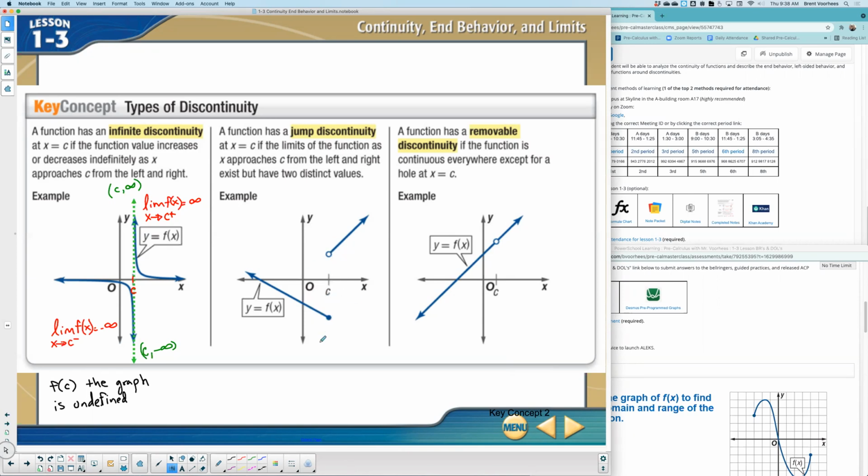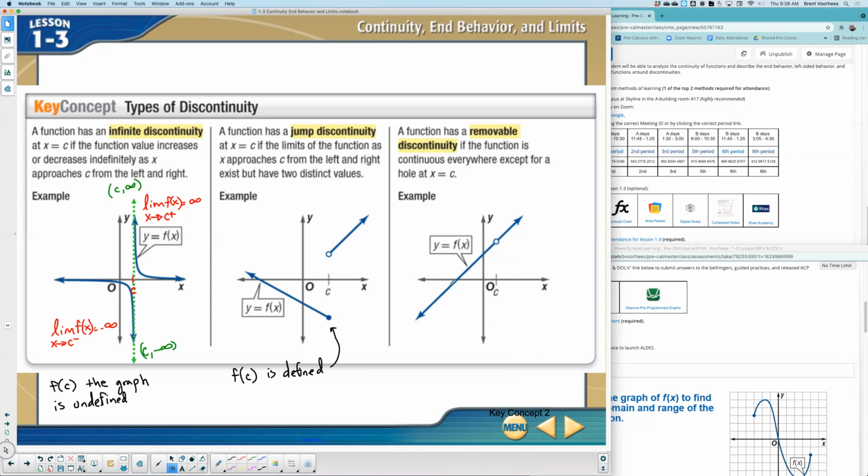On this particular problem, f of C, would it be defined or would it be undefined? Very good. How did you know it was defined? There's a closed circle right there. F of C right here is defined because it's a closed circle. At C, there is a legitimate y value, whatever that is.